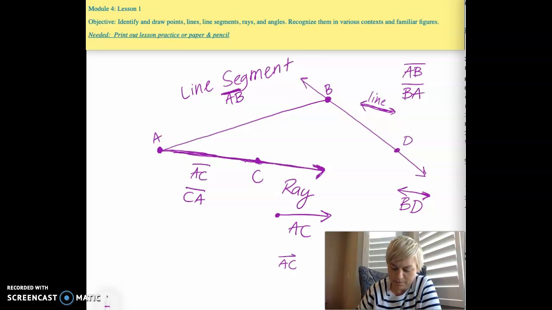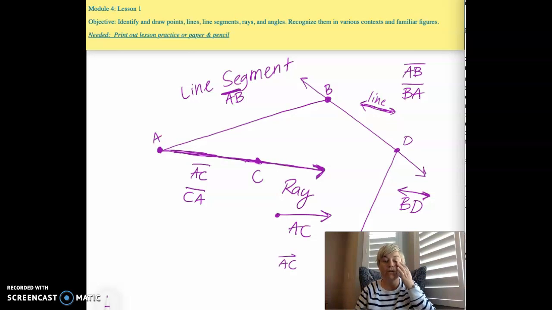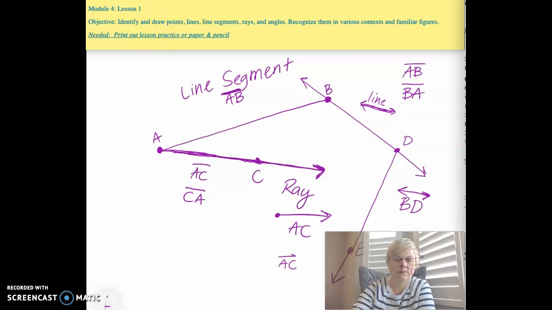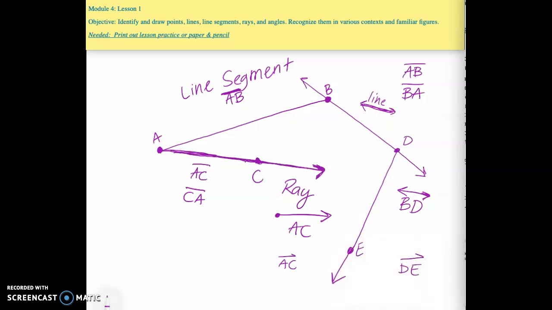I'm going to put a point E right here and draw from D to E. I'm going to make this a ray. So this ray would be DE. And I'm going to put kind of a half arrow on top of it to show, oh, you know what, you guys can't see, hold on. There we go. All right, now what we did there is we made a bunch of lines, line segments, and rays.